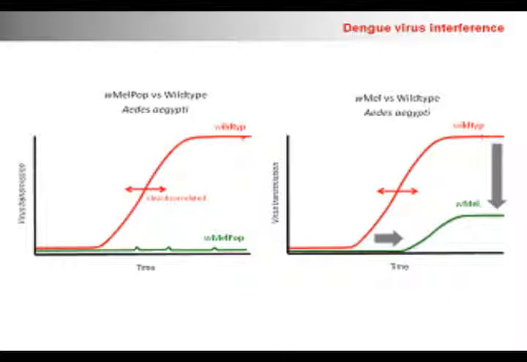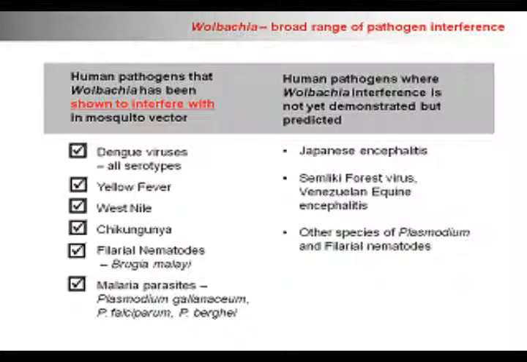So it doesn't just apply to dengue, it also applies to the range of other pathogens, including yellow fever, chikungunya, and a range of filarial nematodes, and recently was shown to be introduced into anopheline species and block the reproduction of Plasmodium. So this effect of virus blocking, pathogen blocking, seems to be quite broad. Next slide.